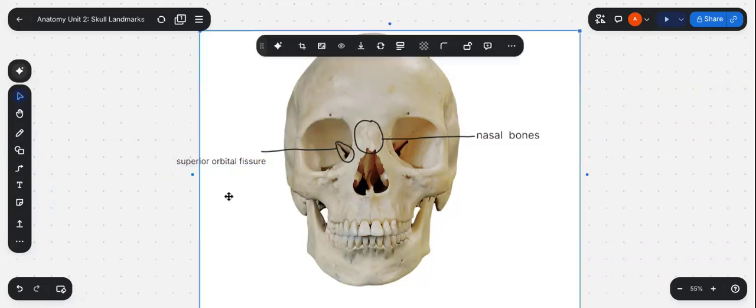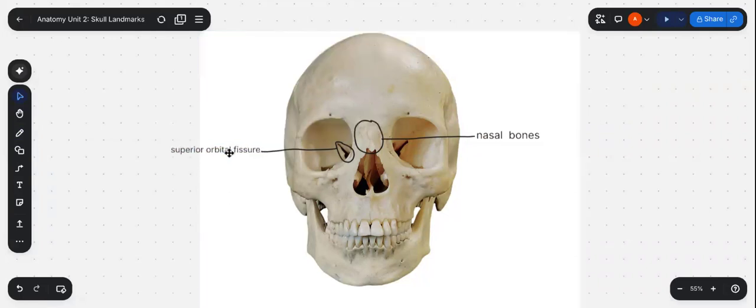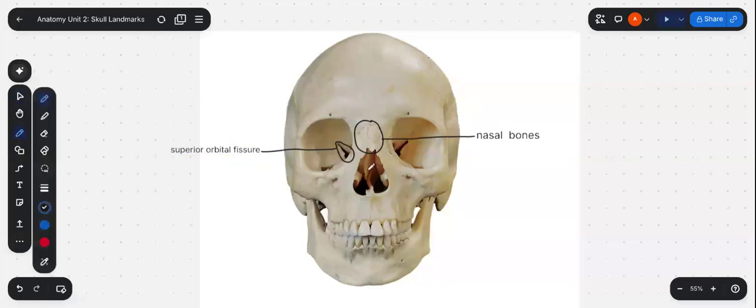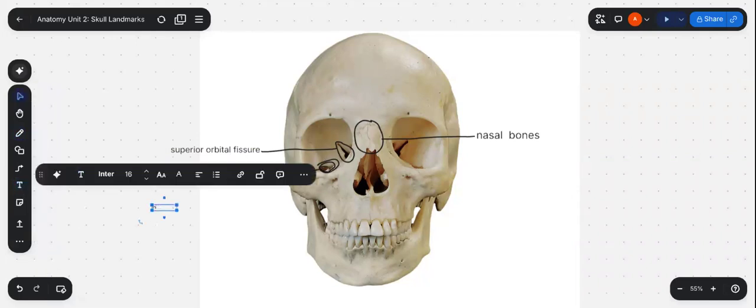Next up, you have your inferior orbital fissure, which is right down below. You can see that there's like a little bit of a dark patch over here. So that whole portion is your inferior orbital fissure.